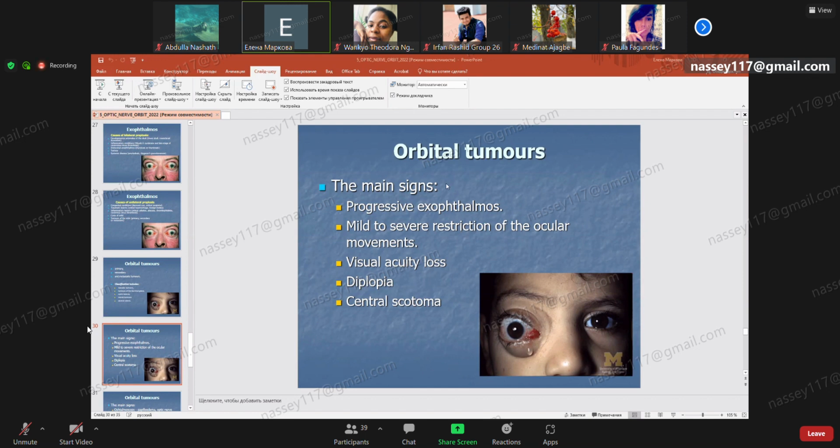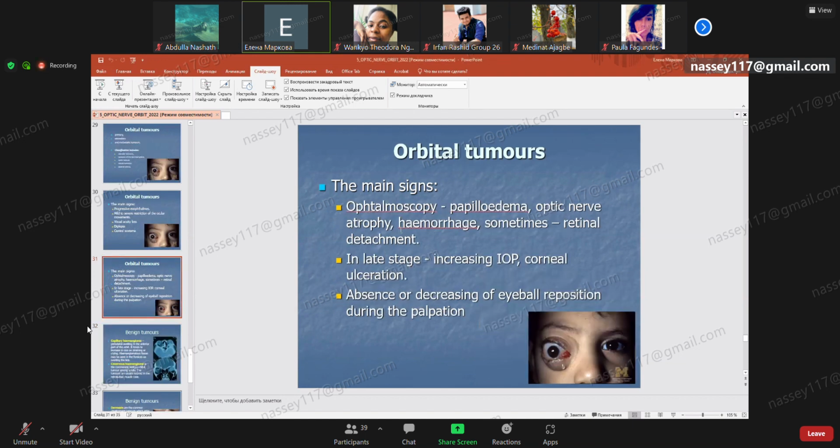Ophthalmoscopy may reveal papilla edema, optic nerve atrophy, hemorrhage. Sometimes it may be retinal detachment. In late stage, there may be increase in intraocular pressure, corneal ulceration. For example, look here. Another sign of orbital tumors is absence of decrease of the eyeball reposition during palpation. Palpation should be carried out to know compressibility of the tumors.